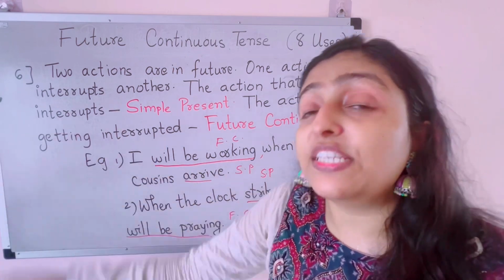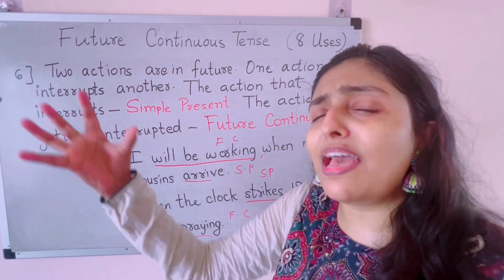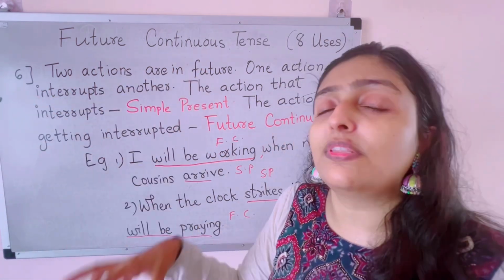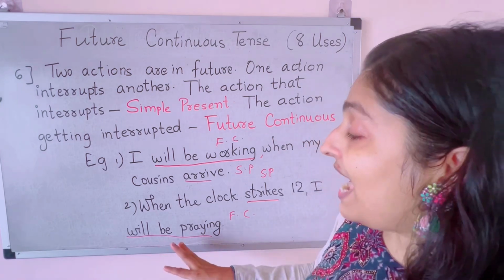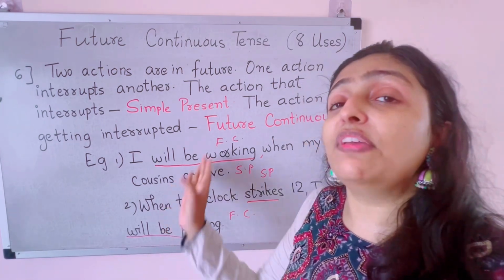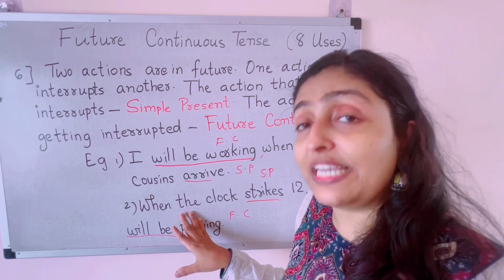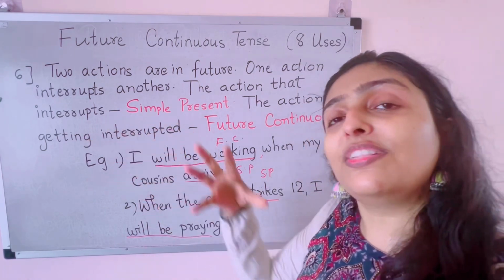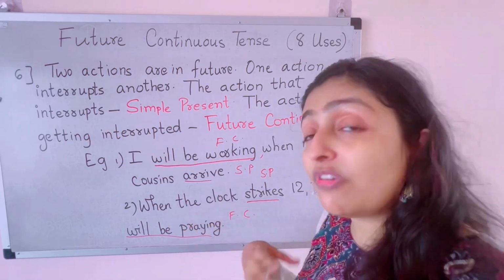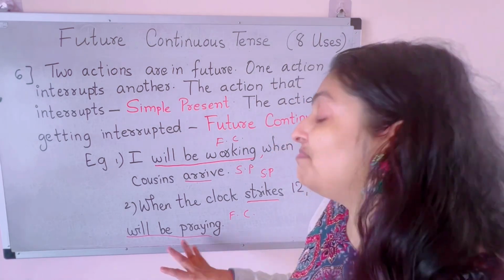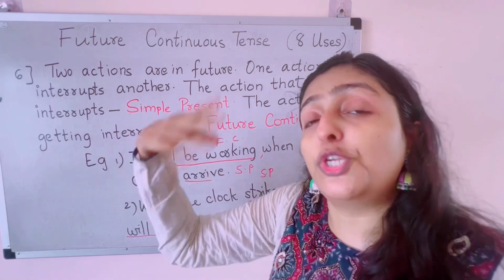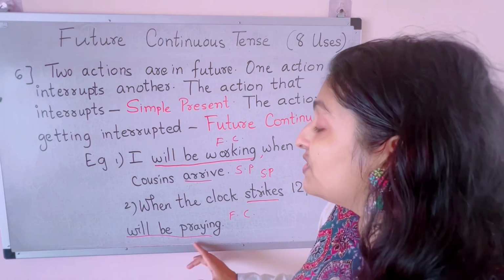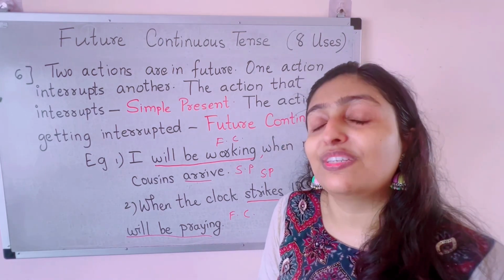I am just continuing that action, but there is something to interrupt that action. The action would have started even before the action which is interrupting it. The action that interrupts is in simple present tense, and the action that began long back and is continuing into the future is written in future continuous tense.